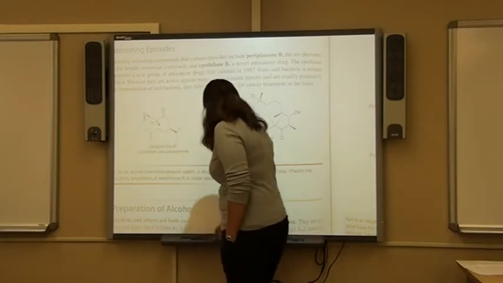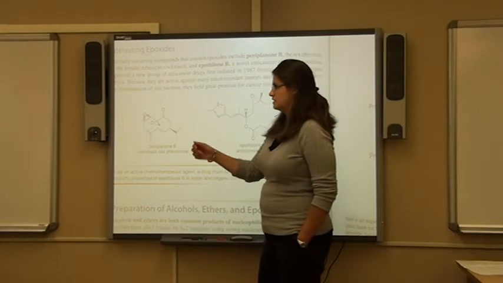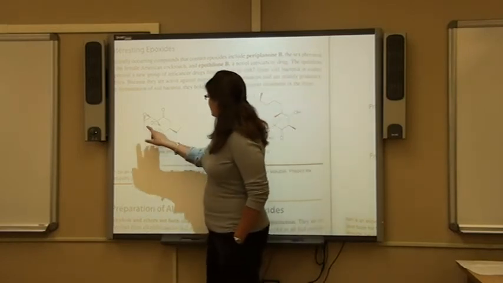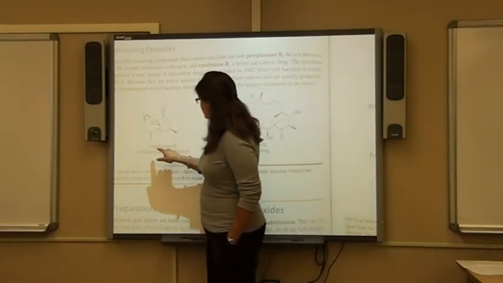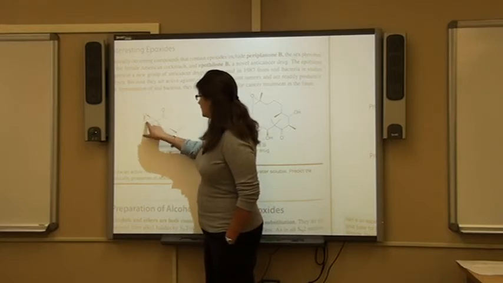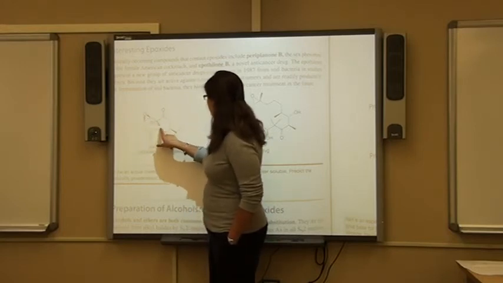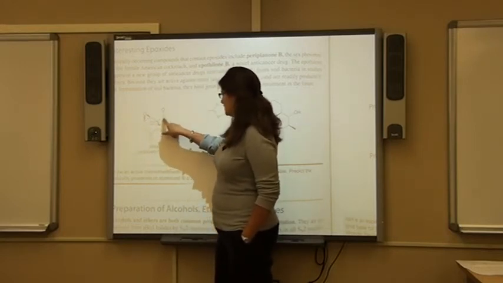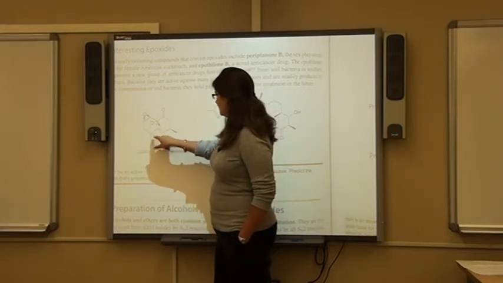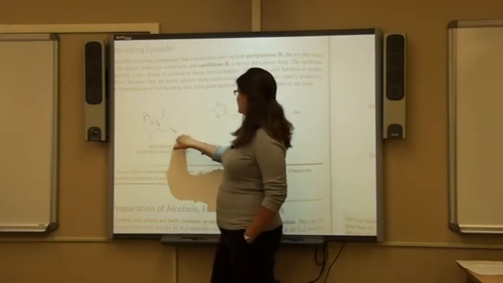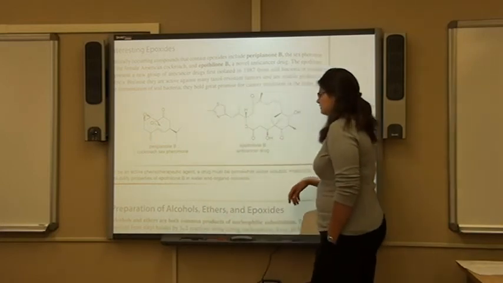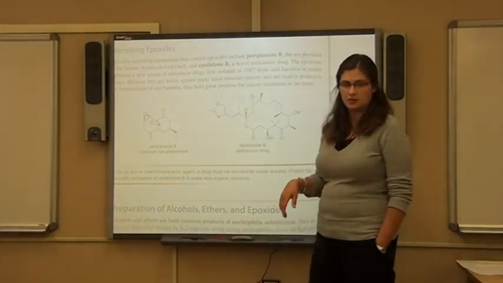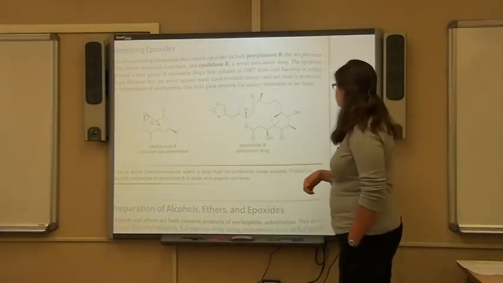Oh, I can't use the, oh yeah, that's because I'm using the docking camera. My bad. Okay, so there are 2 different epoxide groups in this compound. One is right here, and the other is right here. There's also a ketone, an alkene, and some other different stuff. That's a pretty interesting looking compound with 2 epoxide groups.